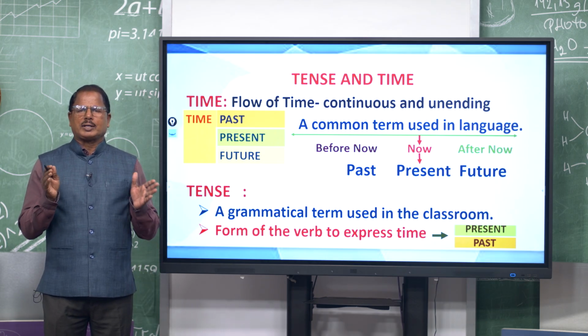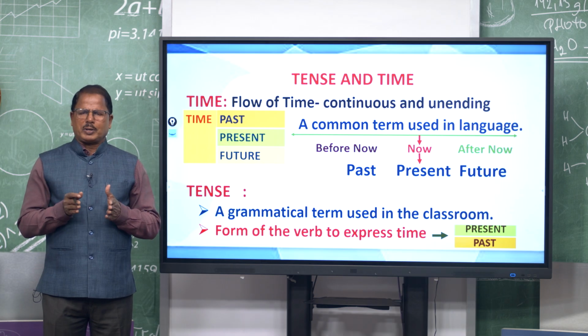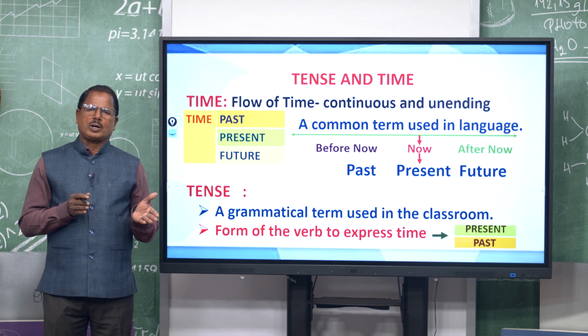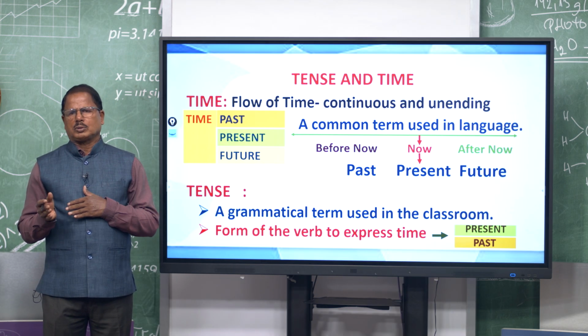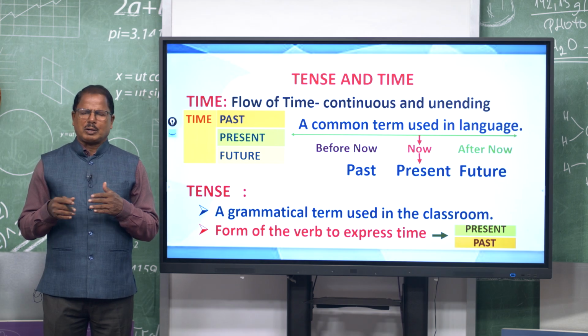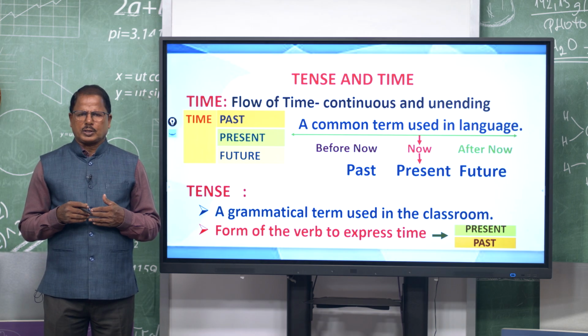So, the timeline can be divided into three parts. The present point is now, before now that is past, after now is what we have not seen, we cannot predict what will happen, that is future time.